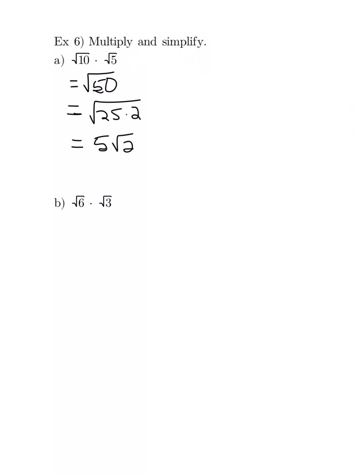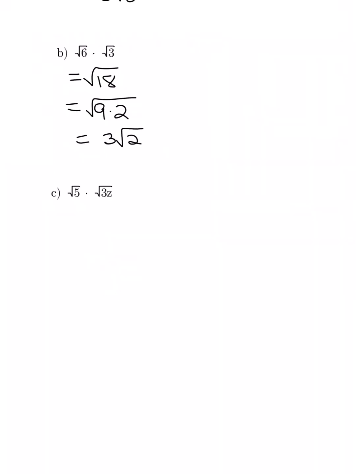Next, we have the square root of 6 times the square root of 3. Again, these don't simplify. They're both very small numbers. So we're going to go straight to multiplication. This is going to give us the square root of 18. Think about 18. Is there a square that goes into 18? Yeah, 9. So we're going to break this into the square root of 9 times 2, which becomes 3 square root of 2.